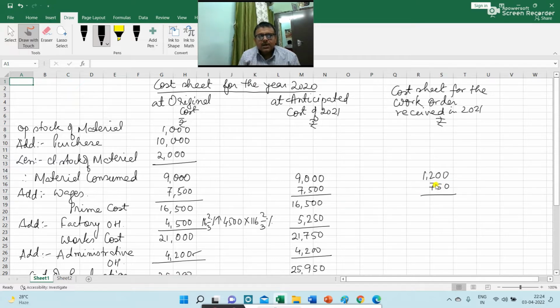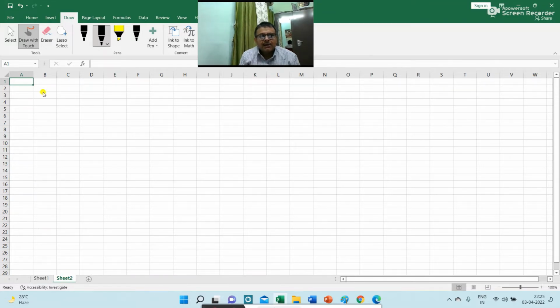Now we have to prepare the cost sheet for the work order that you have received in 2021, and here the material consumed will be 1,200 and the wages 750, which is given in the question. So your prime cost for the work order is 1,950. Now what will be the factory overhead? We have to do a small working. Now here I am writing the working notes. So working note number 1.